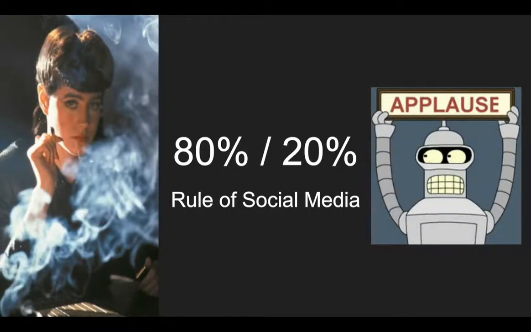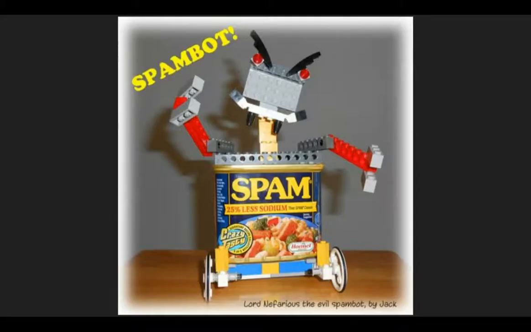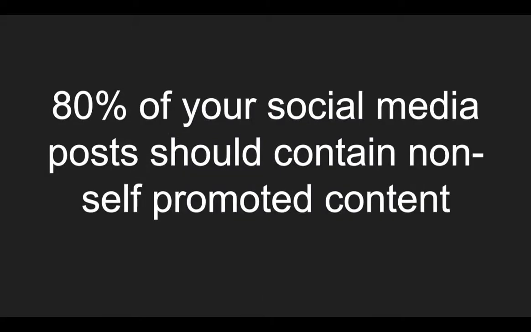One of the big things you need to do in social media is make sure that you are not seen as a robot. And there's a quick rule to help you out with this. It's the 80-20 rule. You need to avoid being a spam bot, so 80% of your social media should contain non-self-promoted content. You need to be sharing things from other people.